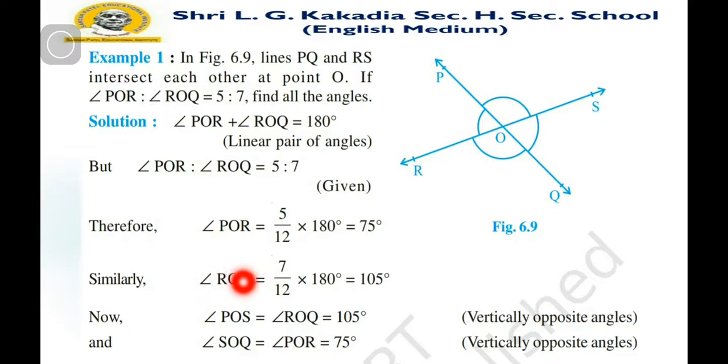Hence, we can also find the other angles as you can see here, because they are vertically opposite angles. So we can easily find angle POS is equal to angle ROQ is equal to 105 degrees, and angle SOQ is equal to angle POR, which is equal to 75 degrees.